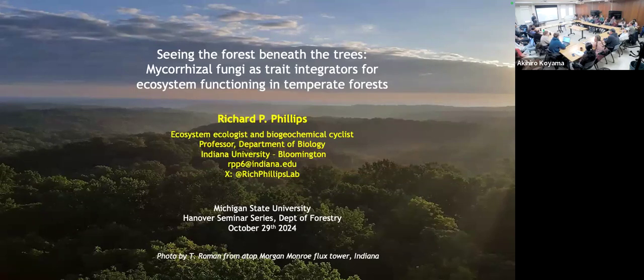This is a picture high atop our flux tower that we have in Morgan Monroe State Forest, where you can get a really nice view of the forest. And this is what I think many of us think of. But what I'm going to hopefully convince you of today is that a lot of the interactions happening below ground, things that we don't see, that are not necessarily part of this macro level view of the forest, are really important for things that we care about in terms of application and forest function.